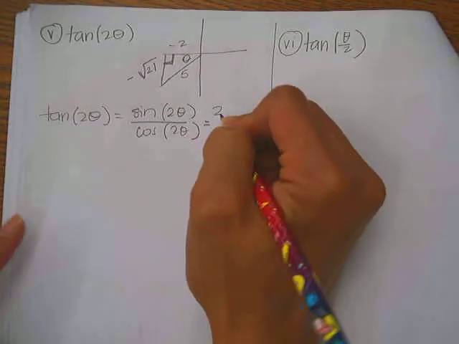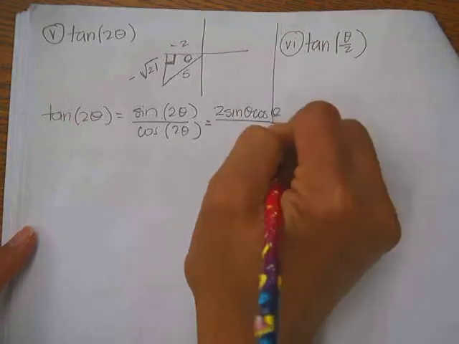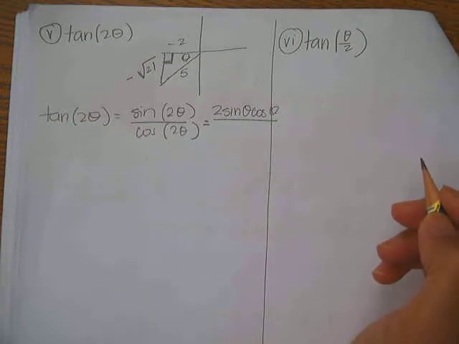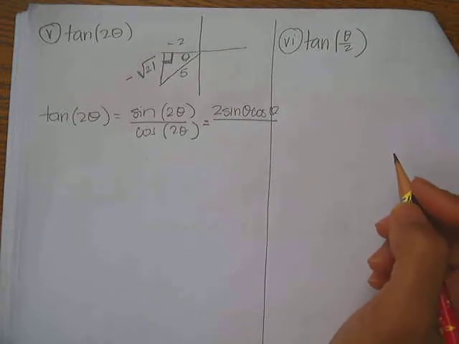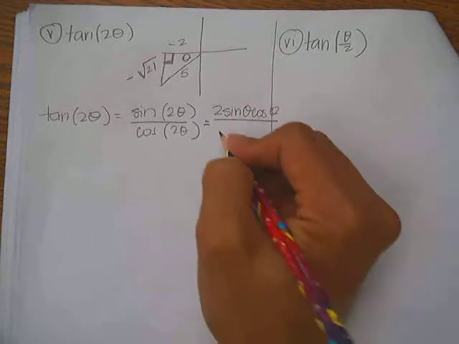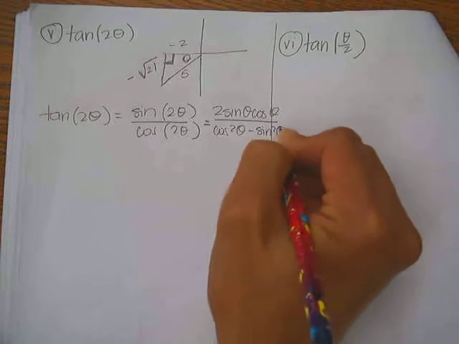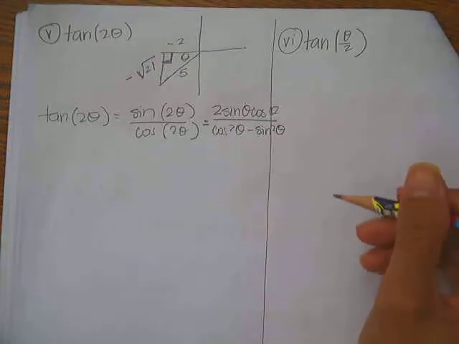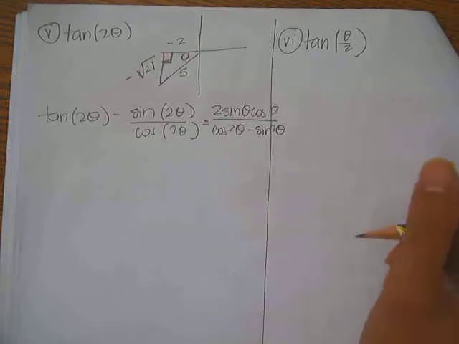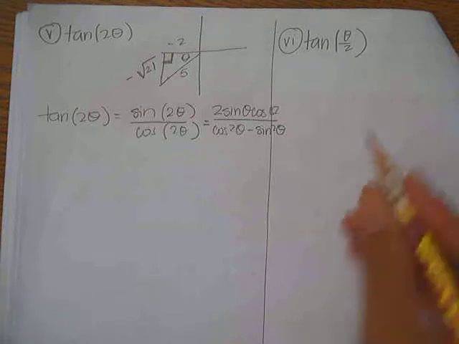Hopefully you're writing 2 times sine of theta, cosine of theta, divided by cosine of a double. For cosine of a double, you have a few choices. You can write cosine squared of theta minus sine squared of theta, or you can use 1 minus 2 sine squared of theta, or you can use 2 cosine squared of theta minus 1. It's really up to you which one you want to use.